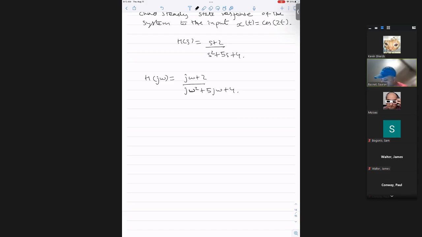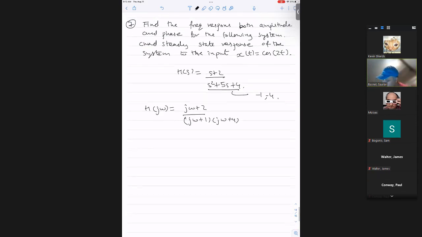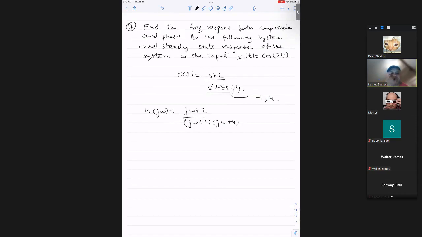Or you can find out the roots from here. The roots will be -1 and -4 if you find out the roots, right? Then you can directly write, instead of writing that, j omega plus 1 and j omega plus 4. So what is omega in this case? Anyone? 2. Yeah, 2.